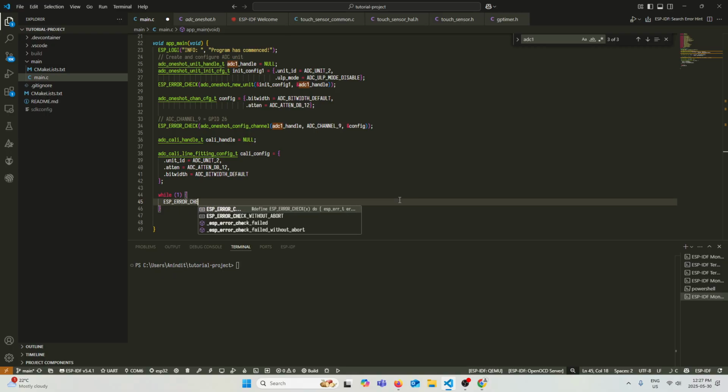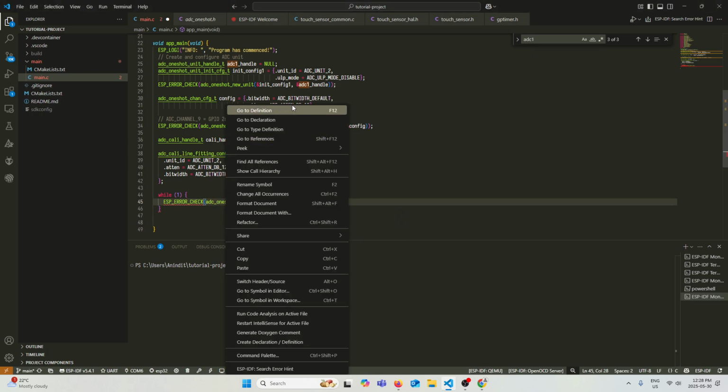In our while true loop, we repeatedly measure the raw ADC reading and the voltage level after calibration, and then display them to the serial monitor. I'm going to put the delete functions to free the resource as a demonstration, although they are not going to be called here. And then, let me figure this out on my own.